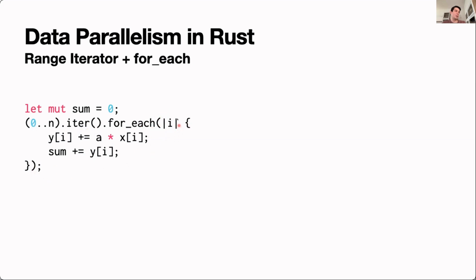This syntax with the two parallel bars is how you declare a lambda in Rust. And in between the parallel bars is where the arguments to the lambda appear. The lambda can capture variables from its environment, like a scalar a, references to the vectors x and y, and a mutable reference to this sum, so we can add to it. And this all works fine when we're writing sequential code.